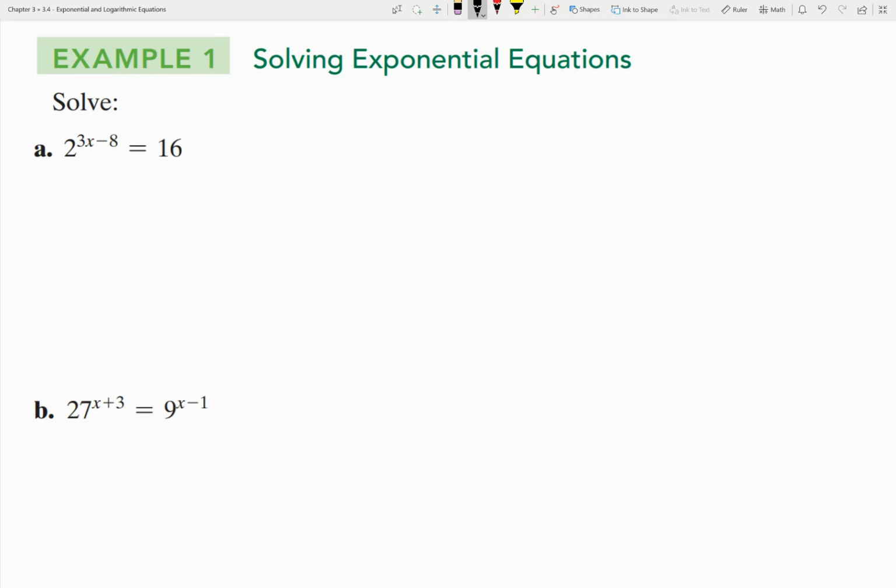In this first problem, I have to rewrite it as two sides, both with the same base. I can just leave the 2, so that's 3x minus 8, but I don't want the 16. This doesn't help me. I don't want to write it as a 4 squared. I want to write it as the same base, a base of 2. Now the exponents are equal to each other, and we can solve for the variable. Now this is just a linear equation. Add 8 to both sides, so 3x is equal to 12. Divide out the 3, and we get that x is 4.